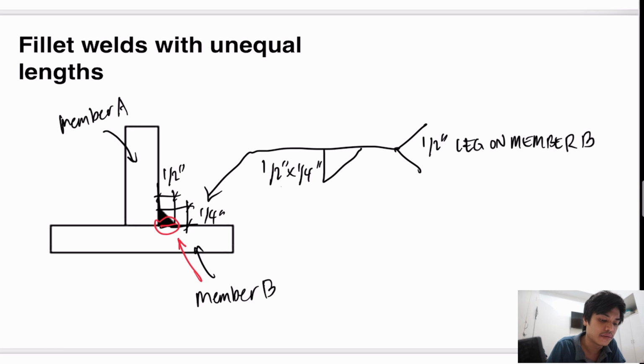Just like you can see here, you can indicate which size of the leg belongs to which member, so that when the weld symbol is placed in the drawing, you will not be confused as to which leg belongs to which member.